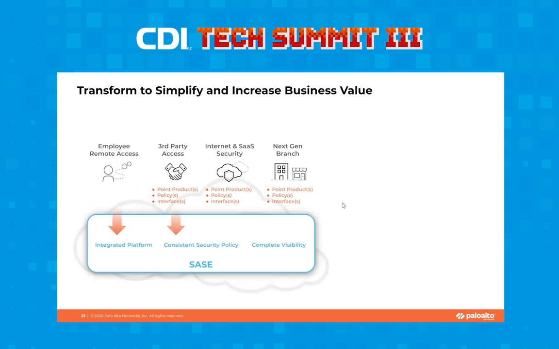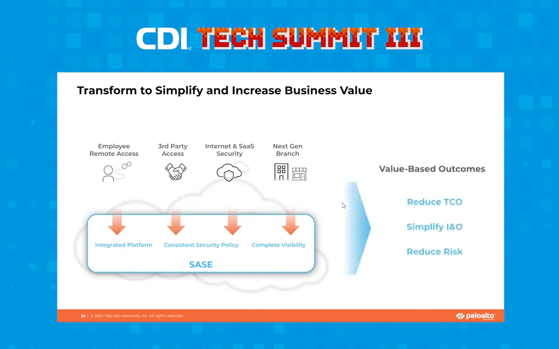So we look at the use cases, each with their own products, policies, interfaces. As we consolidate that down into a single integrated platform, we get consistency from the security policy side. We get complete visibility no matter where that user is trying to go. So now we're also driving value-based outcomes. We can reduce total cost of ownership. We think about how many products we have in our environment today, and if some of them are specialized single-use products, there is no economy of scale for that, right? Because that vendor knows we need that product to do this function. What economies of scale can we drive?